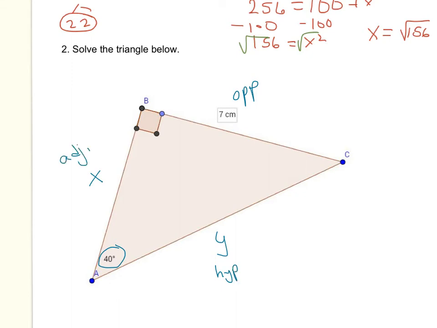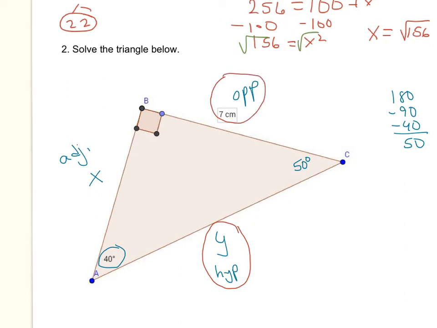Now the other angle is really easy to find because we know all the angles add up to 180. So if we just do 180 minus 90 minus 40, that'll be our 50. So this angle is our 50 degrees. Now to find the sides, it'll take a little more work, so I'm just going to pick one arbitrarily to find first. I'll find the hypotenuse first, and I'll use this opposite side because it's the only one we have a number for.